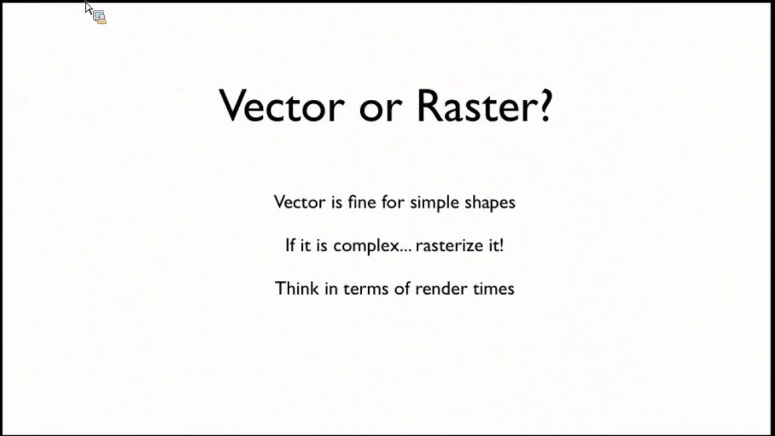So, vector or raster. Now, I, as a designer, love vectors. I would live in vector land if it were up to me. But for mobile, it's a totally different thing, right? Vector is okay for very simple shapes, but everything else has to be rasterized because you have to think about the render times. And just like the old days of the web, I also have to be concerned with optimization, which is another reason why I use Fireworks, because it makes the smallest file size for me.